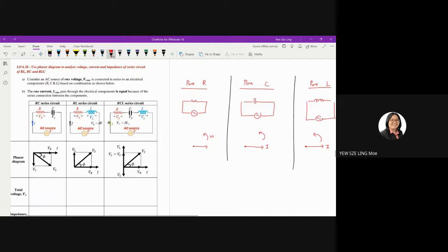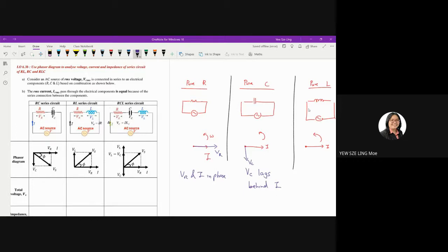When they are in phase, what does it mean? It means both of them are lying on the same line. That is the phasor diagram for pure R. When it comes to pure C, we know that I leads V. For R, VR and I are in phase, that is what we know. For pure C, VC lags behind I. So now my VC is right here, this is VC, this is VR.